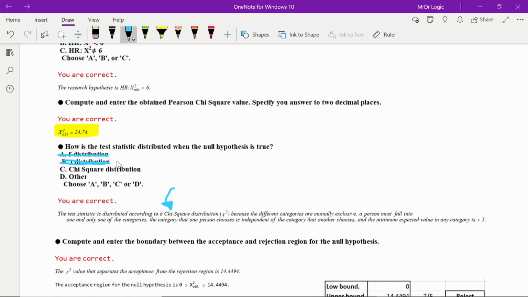As for F distribution, I simply don't know how to define it, but all I know is that the chi is correct because we've been seeking the x squared, and somehow those two go together. We've seen hints where it's like x squared. It also has something about categories, and any category expected value is greater than 5. So minimum, yeah. So there we go.